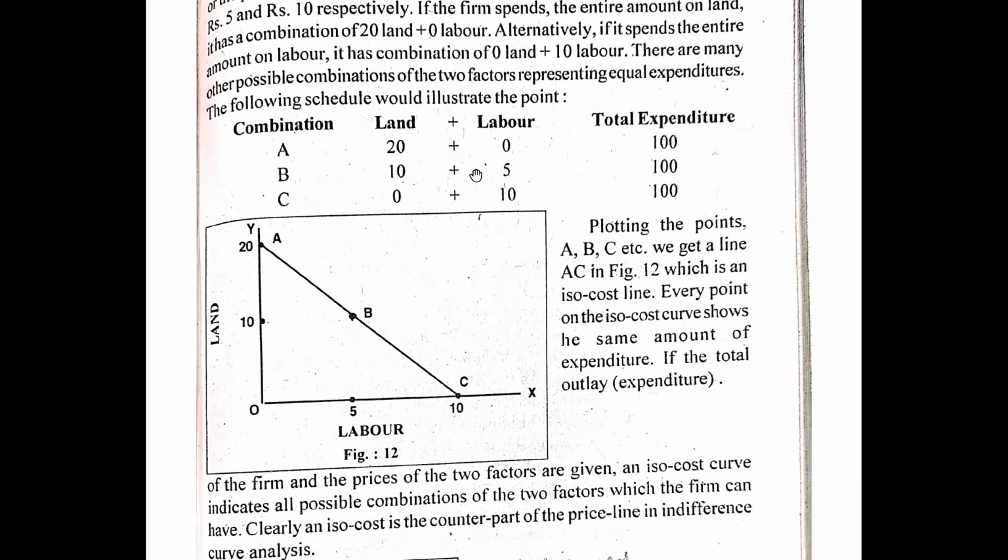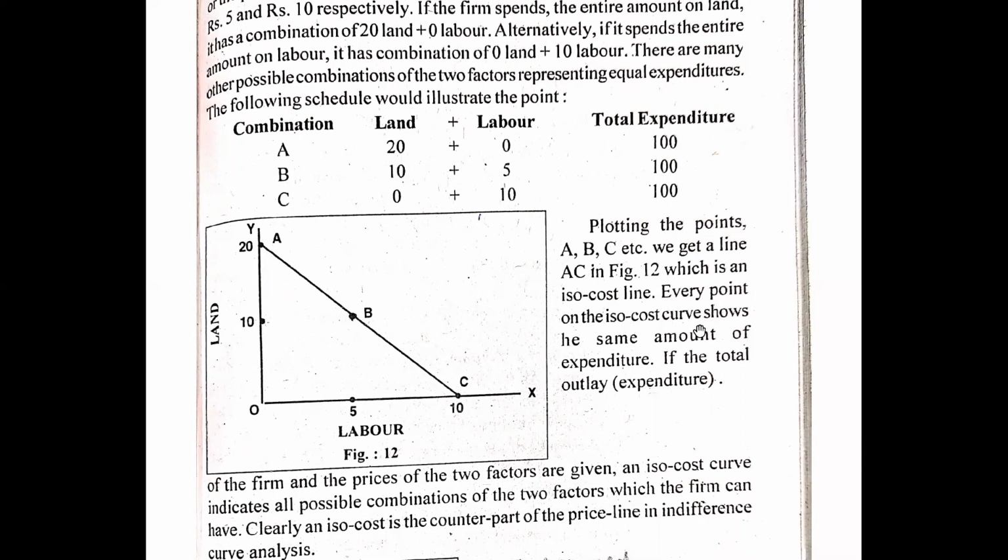So these things are also given in this diagram, that if we use 20 units of land, there will be 0 units of labor. When we use 10 units of land, 5 units of labor, and when we use 10 units of labor, 0 units of land. So guys, plotting the points A, B, C, etc., we get a line AC in figure 12. So we are given the line AC, which is an isocost line. This is known as the isocost line.